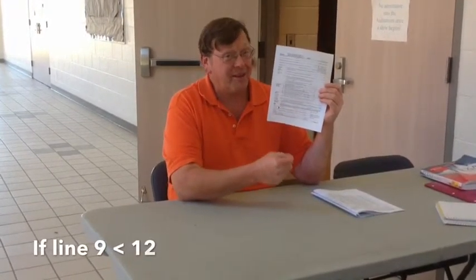However, if line 9 is smaller than line 12, that means you're going to owe Uncle Sam some money. So what you're going to do is you're going to subtract the amount in line 9 from line 12. That will be the amount that you pay in taxes. So if you have line 12 being $1,000 and you only paid in $900 on line 9, you're going to have to write Uncle Sam a check for $100. Don't worry, folks, we're almost done.